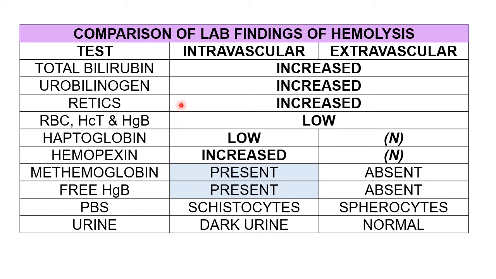Methemoglobin naman, present lang kay intravascular, absent kay extravascular. Methemoglobin is from the salvage system, kung maalala nyo sa first lecture natin. Free hemoglobin naman, present lang kay intravascular dahil sa loob mismo ng blood vessel, pumuputok ang RBC. Walang free hemoglobin sa extravascular dahil nangyayari lang ang lysis in the spleen. Sa peripheral blood picture naman, mas maraming schistocytes na ma-appreciate in the PBS. Sa intravascular, extravascular naman, mas maraming spherocytes. In urinalysis din, mas ma-appreciate mo yung dark urine due to hemoglobinuria sa intravascular catabolism. Extravascular catabolism, walang dark urine dahil walang hemoglobinuria.